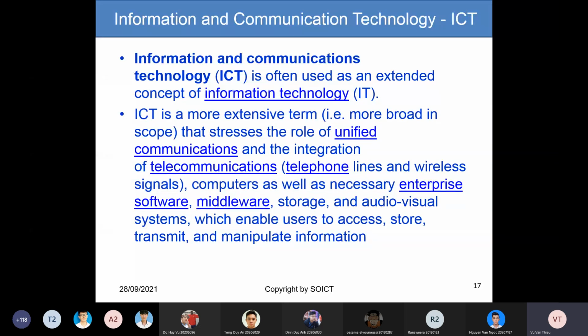In other words, ICT is a more extensive term that stresses the role of communications and the integration of telecommunication, computers, as well as necessary enterprise software, middleware, storage, and audio-visual systems, which enable the user to access, store, transmit, and manipulate information. So when we talk about ICT, we talk about computers, which means information technology, and also the communication between computers, which means the network.